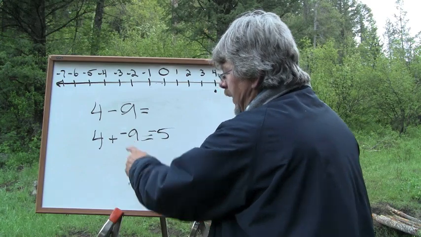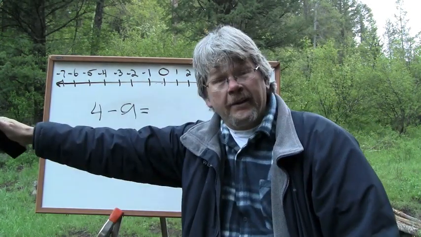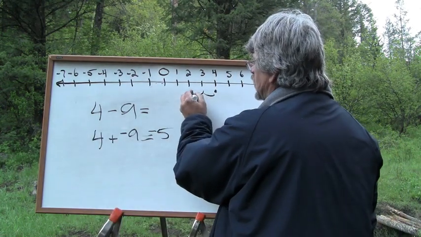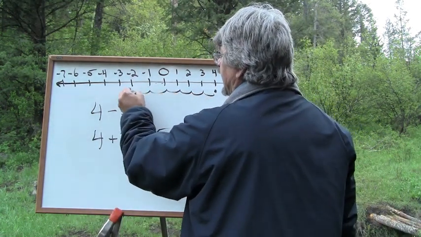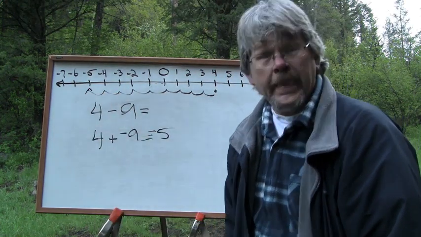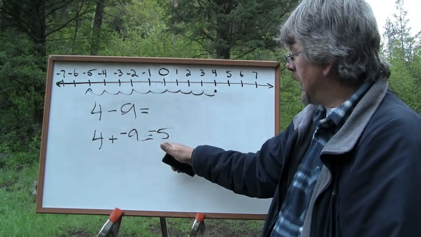Adding the negative means the same thing. We're going to add a negative 9 to this. We go over 9, and we go 1, 2, 3, 4, 5, 6, 7, 8, 9. Look where we end up at. Negative 5. Just exactly like I told you.